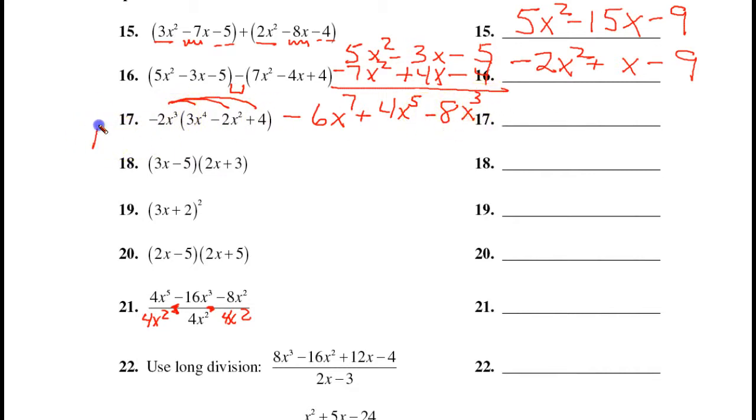Now here in the FOIL, this times this will be 6x squared. Now my outers are 9x. My inners are 10x, which leaves me with a negative x. And my last will be a negative 15. Now you could do it the traditional way of saying this times this, then negative 5 times this, but the FOIL is what we're shooting for.